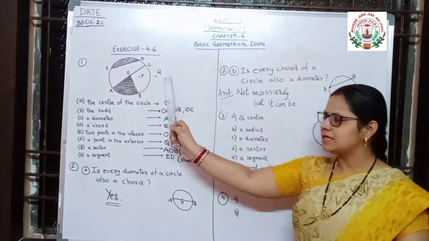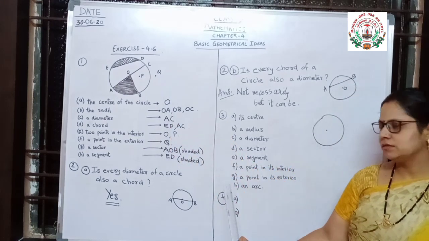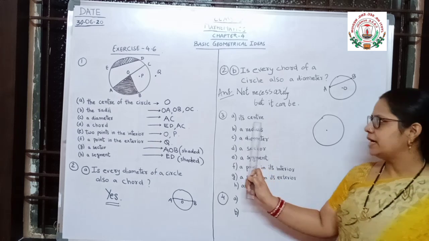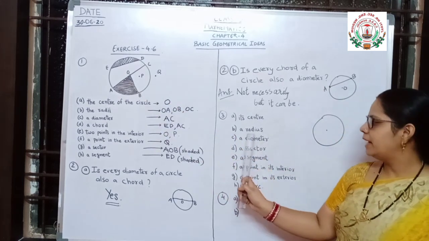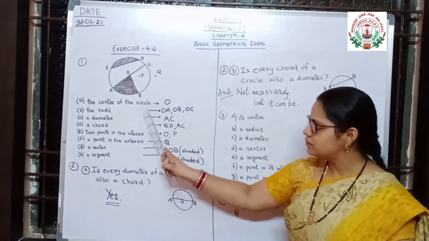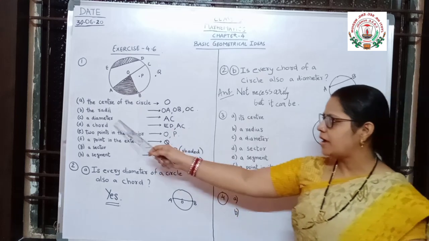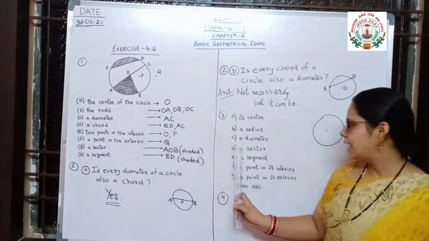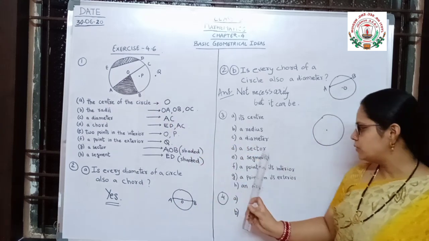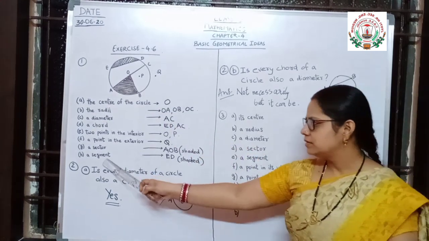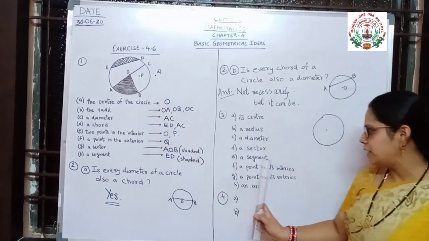Suppose we take this example of question number 1 itself. You can get all these parts. Let us check. Its center. O is the center. A radius. All these 3 radii you have got here. Any one radius you can take. A diameter. Diameter also we got here. A sector. Sector means shaded part AOB. That also you got here. A segment. Segment ED. Chord and shaded part. That is the segment you got there.